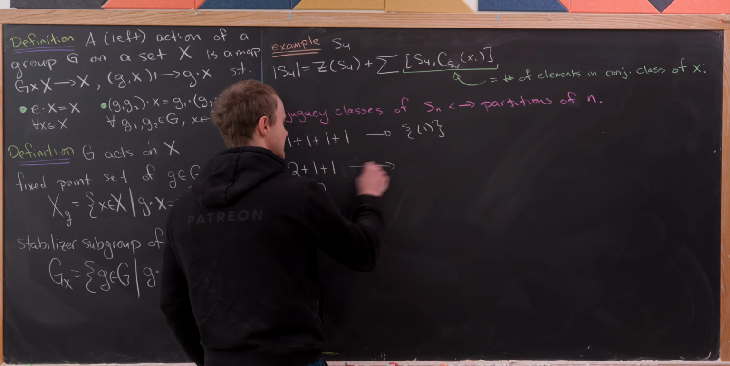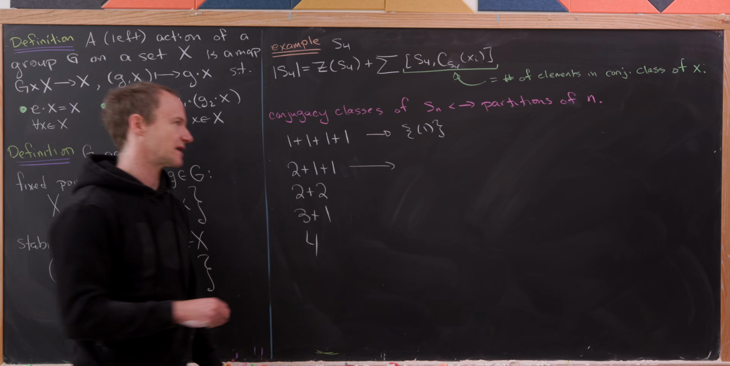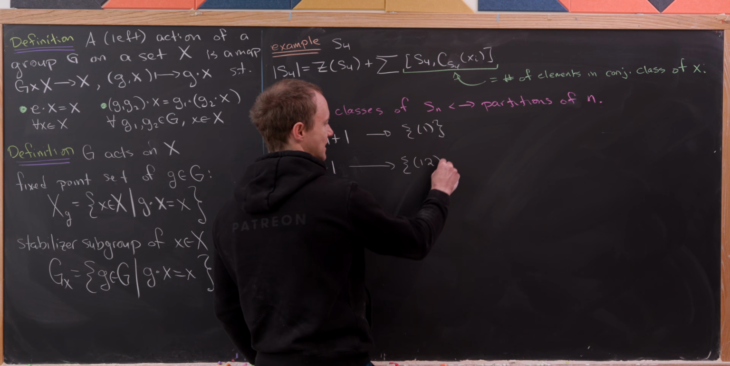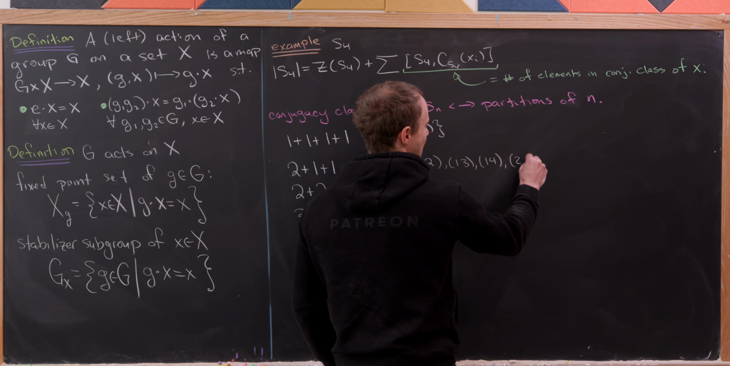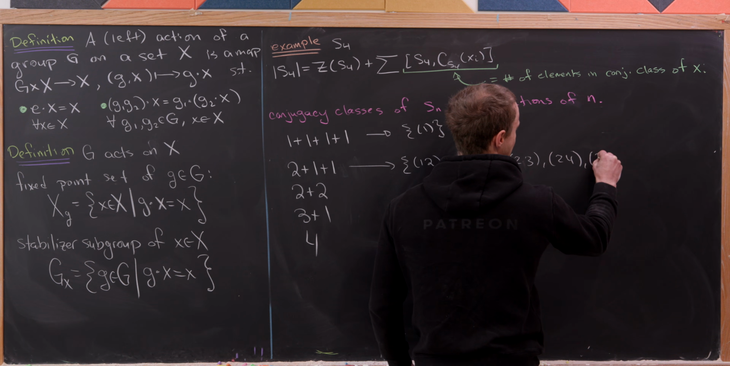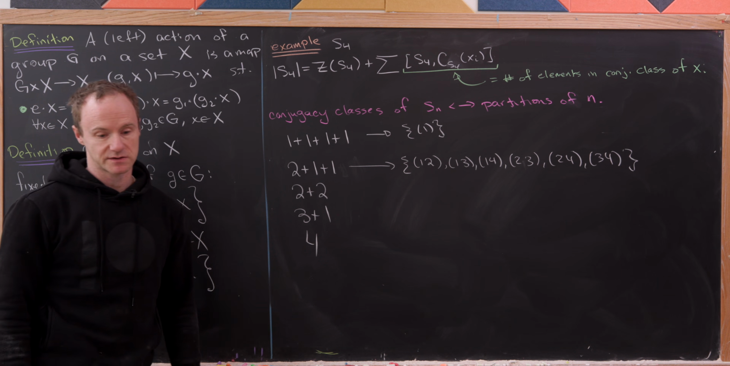And then this 2 plus 1 means that you've got a single 2 cycle and 2 1 cycles. So in this case, that just means you've got a transposition. So like (1 2), (1 3), (1 4), you could have (2 3), you could have (2 4), or you could have (3 4). So those are going to be all of the 2 cycles.